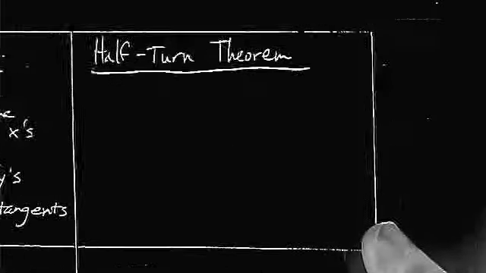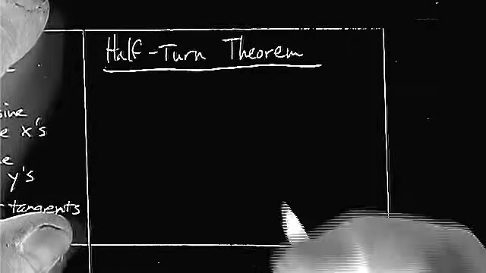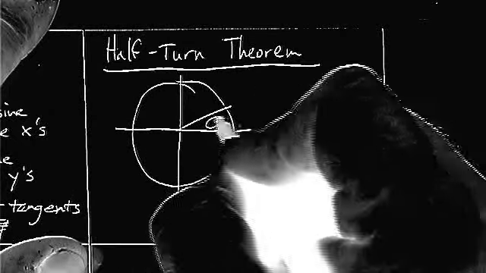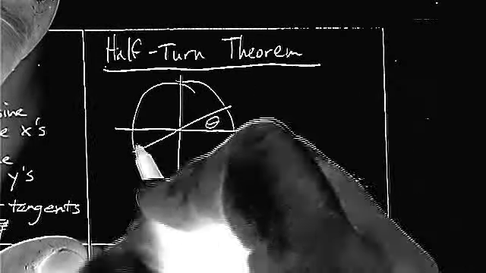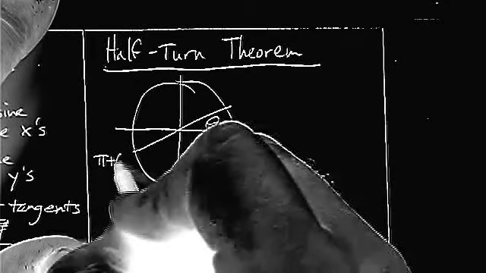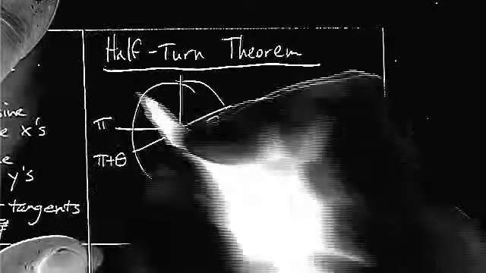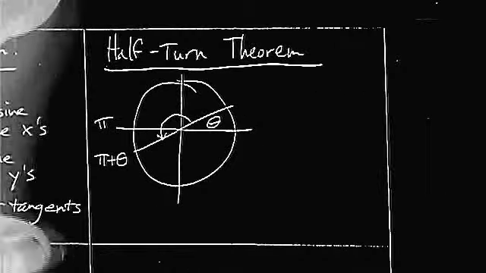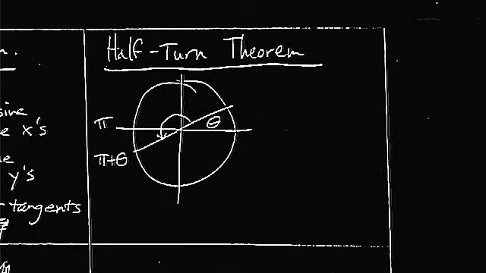Okay, then there's the half-turn theorem. Half-turn is, here's theta, go around the circle to pi plus theta, right? Here's pi. You're adding an entire half circle, or pi radians.